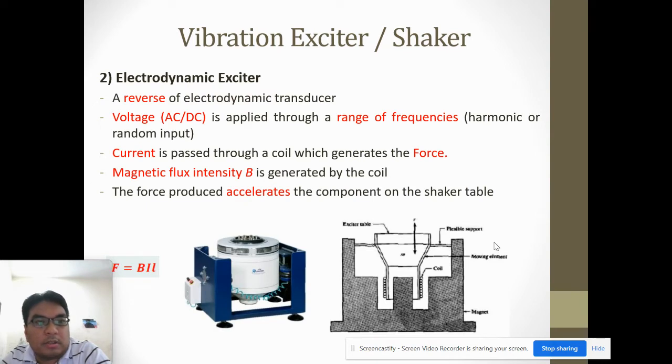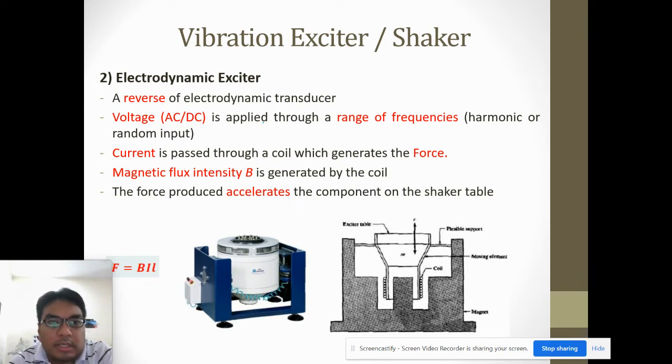Okay, the next one is on the electrodynamic exciter. This one is more towards a reverse of the electrodynamic transducer. Compared to the electrodynamic transducer, it is a reverse concept. So we have a shaker here. This is the electrodynamic shaker.